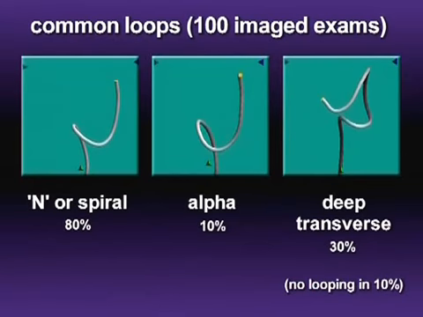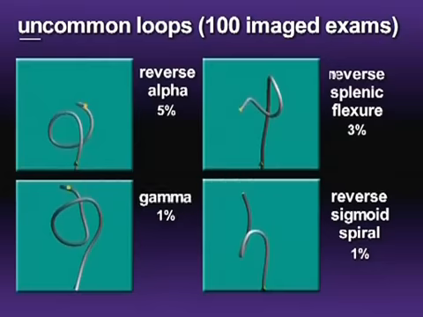Here are the percentages of loops forming during a series of colonoscopies. N-spiral looping in about 80%, alpha looping in only around 10%, but a deepish transverse loop in about 30%. These are the commonest loops, but expert endoscopists not using the Scopeguide guessed them wrongly in over half the cases. Here are some of the atypical loops, less common and due to mobile colon attachments. None of these were correctly guessed by experts without Scopeguide.